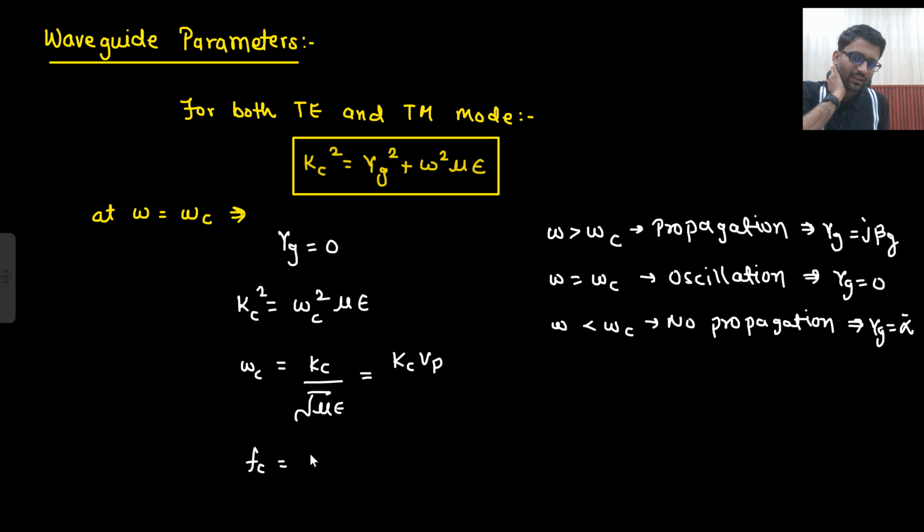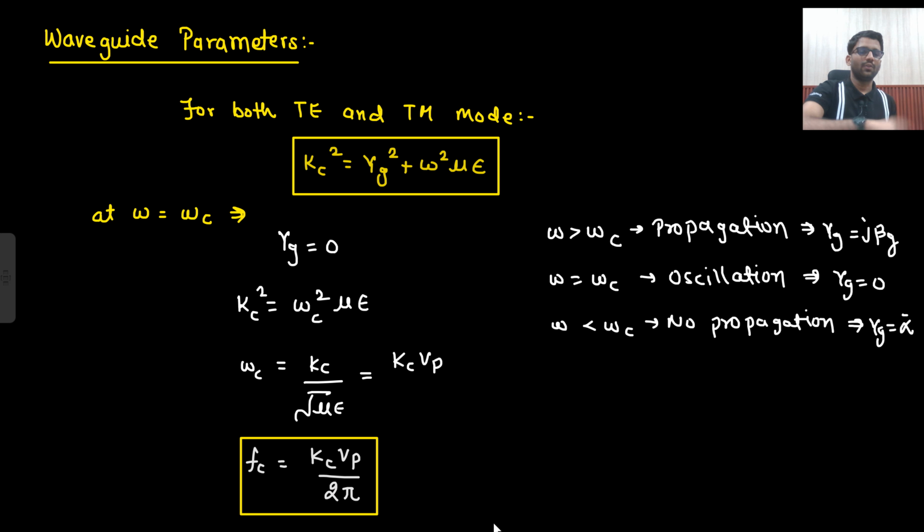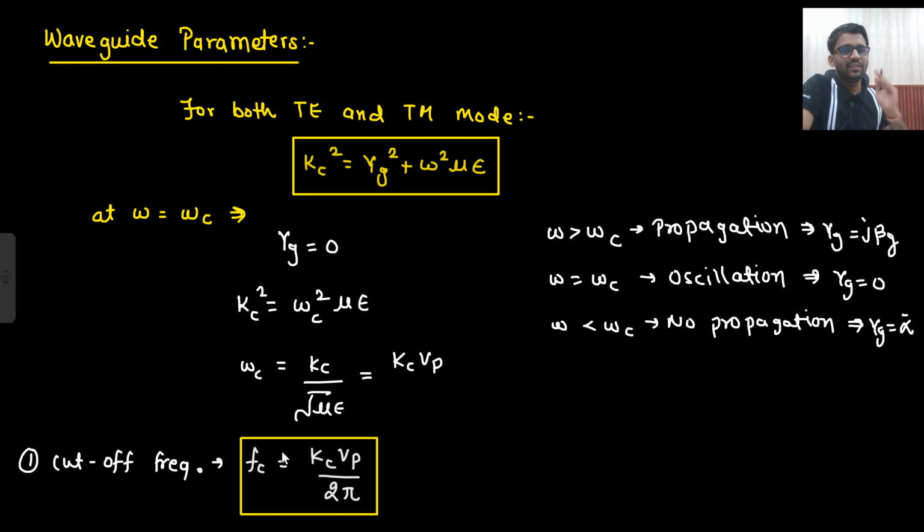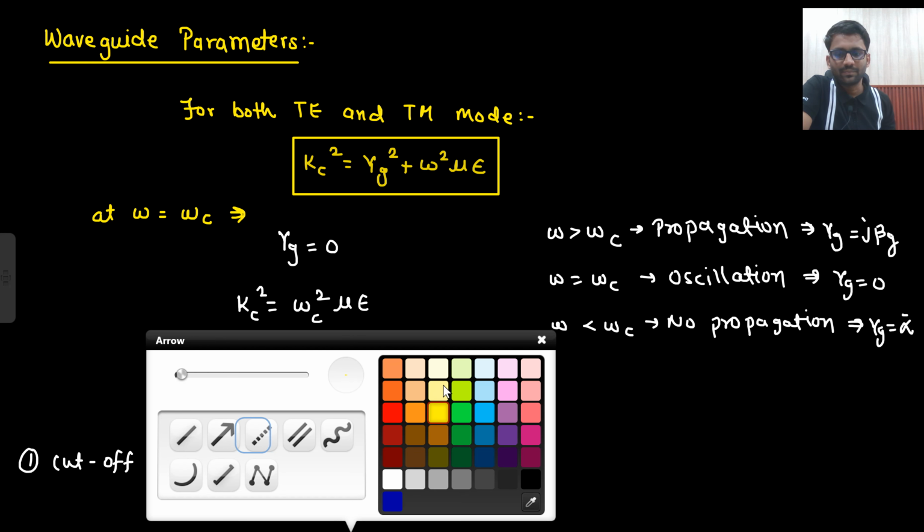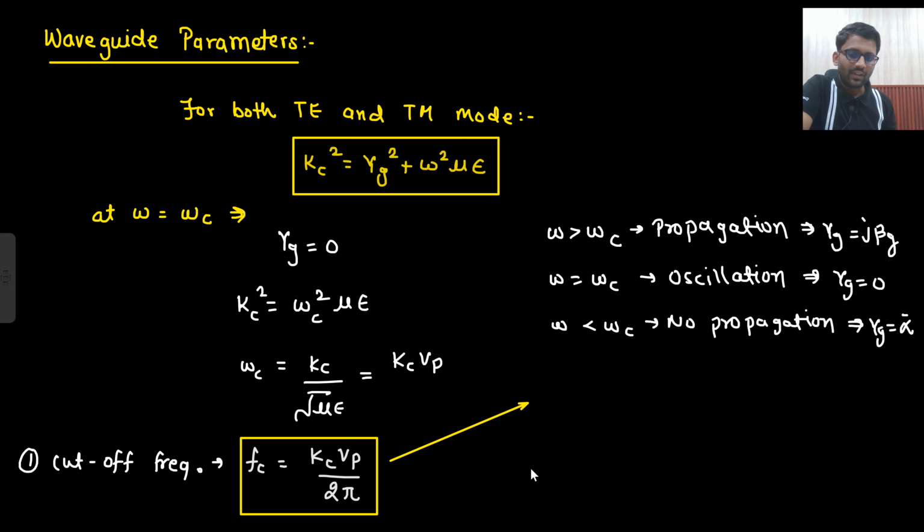So what will be your Fc? Fc is Kc into Vp divided by 2 pi. This is your cutoff frequency. So which formula have we developed? Cutoff frequency. But what is the twist? This Kc value is different for TE and TM mode both.